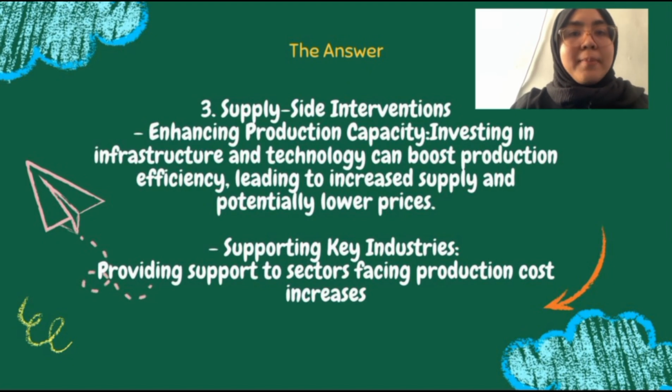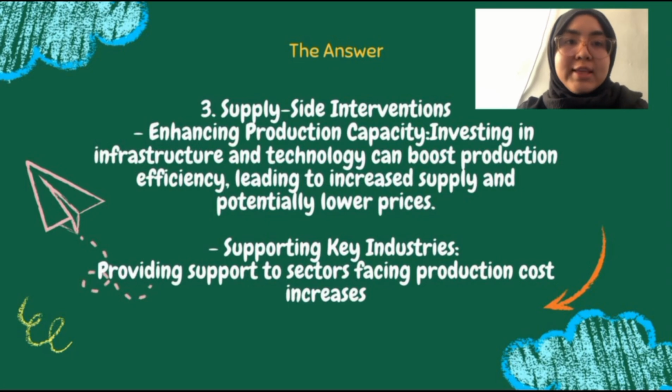Fiscal policy measures. Government spending control. Reducing unnecessary government expenditure can help limit inflationary pressure. This can involve cutting back on non-essential public projects or services. Second, tax adjustment. Implementing taxes on luxury goods or increasing specific taxes can reduce disposable income, thereby decreasing demand and controlling inflation.